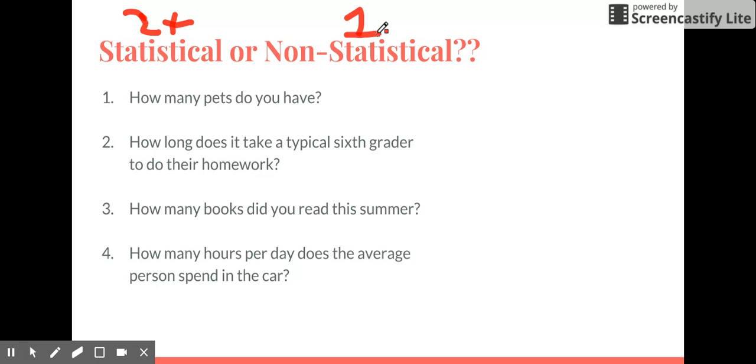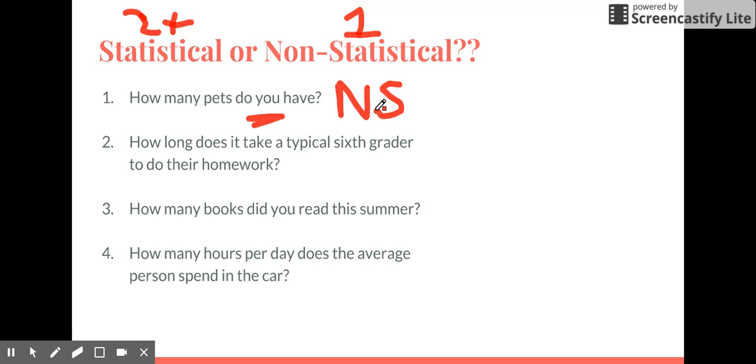So when I'm looking at how many pets do you have, so you specifically, are you going to give me one answer or multiple answers? Well, in this case, you're only going to have one answer because you only have one set number of pets. So this is going to be non-statistical.